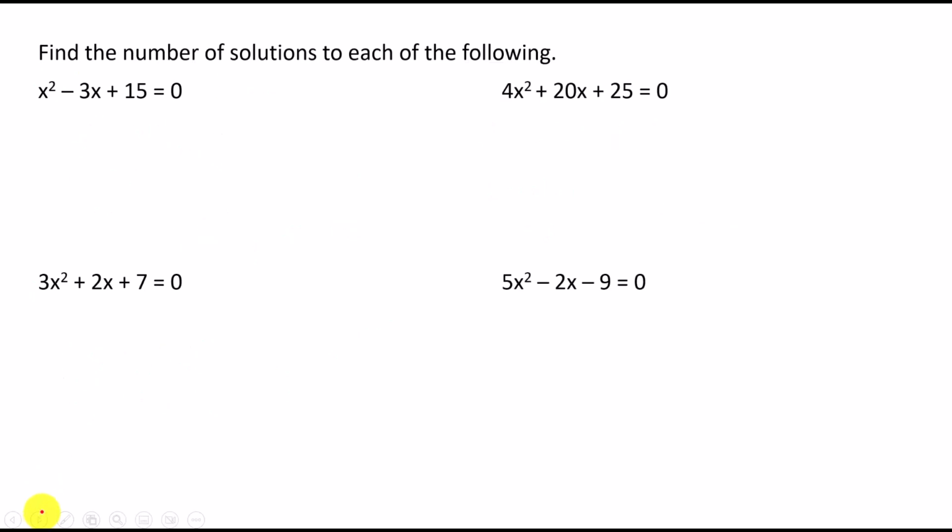So I want you to take a minute and do this first problem. The directions are just find the number of solutions to each of the following. So it's exactly what I did on the last slide. Take a minute and do this first one and then check your answer with me.